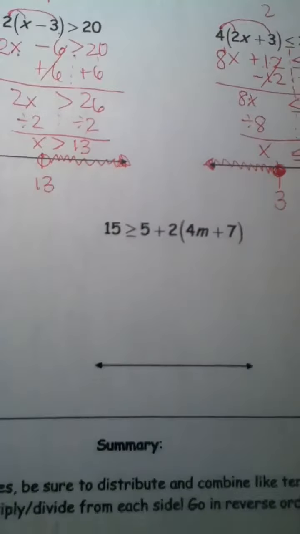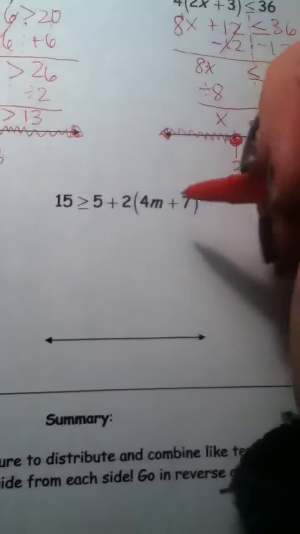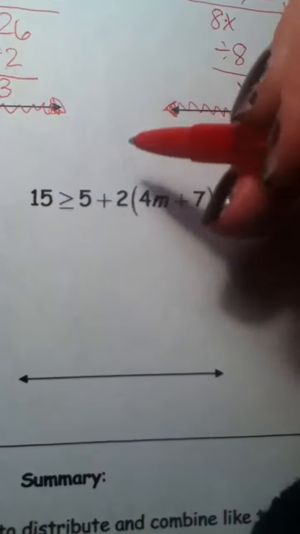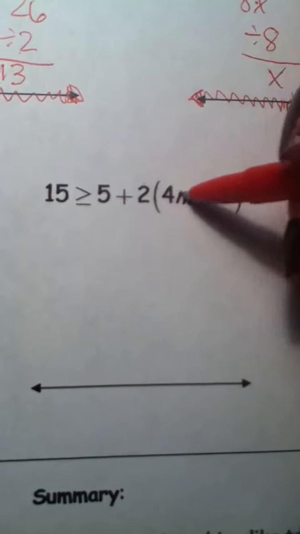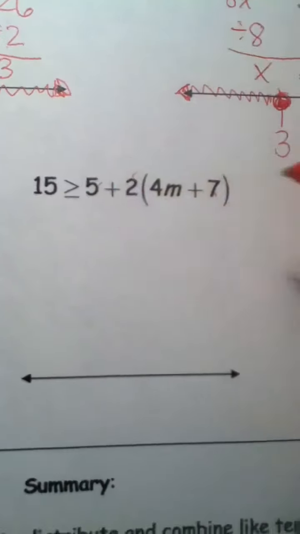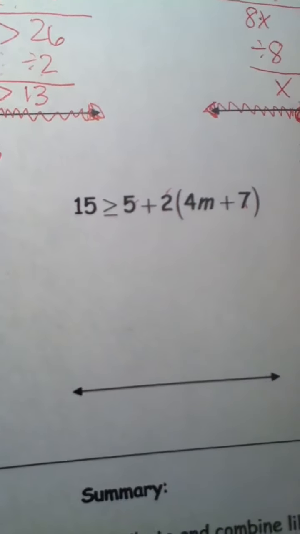Okay. Hey, look. Last one. You almost made it. Okay. Now, you can do 2 things. You can distribute first if you want. Or we can just get rid of this 5 if you want first. I don't really care. I'm going to distribute.